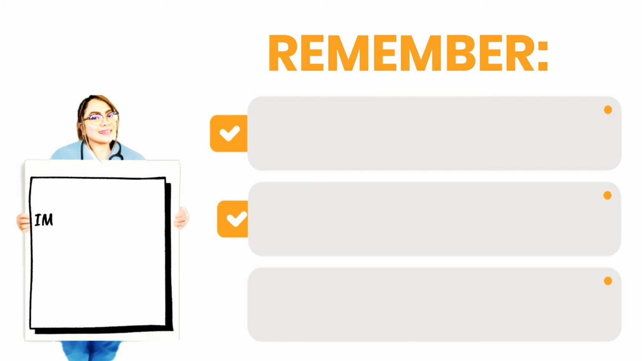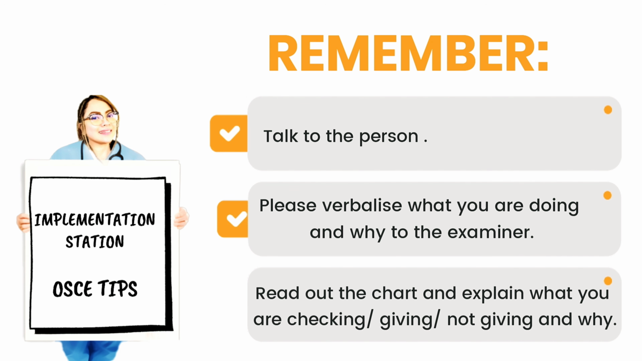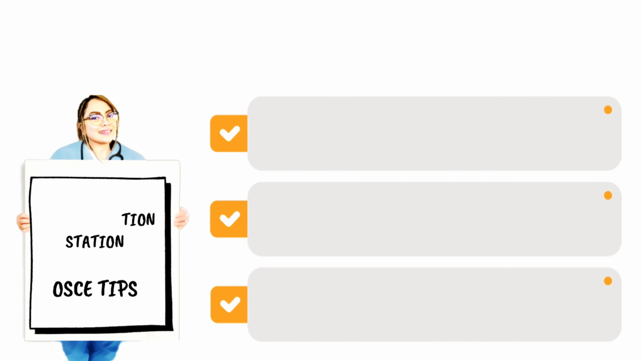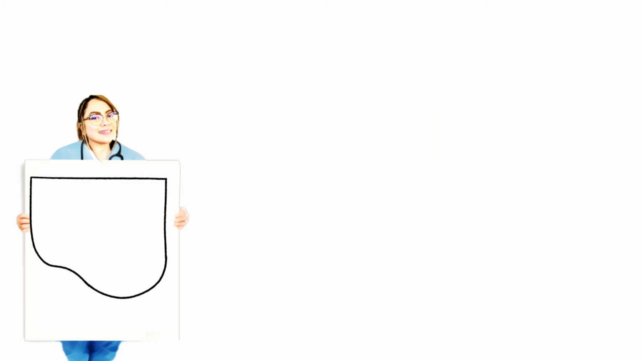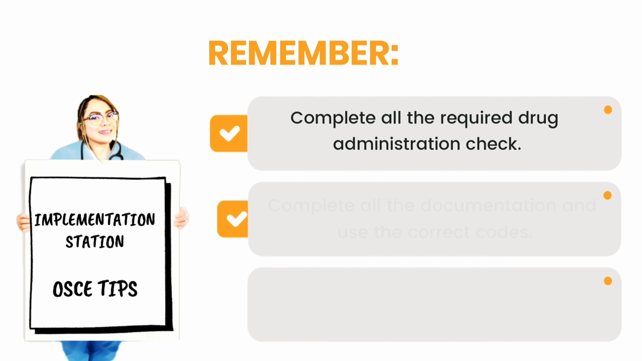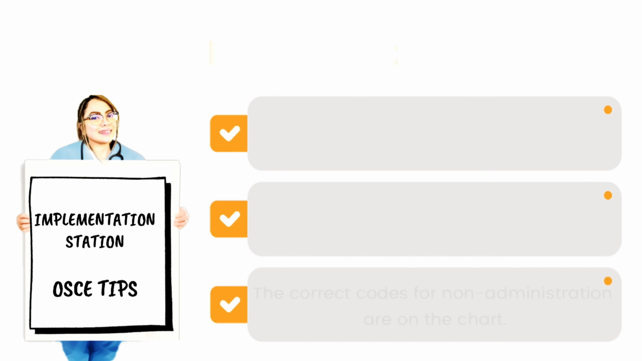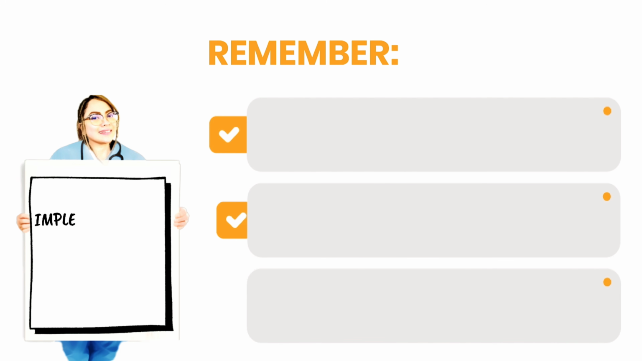Nurses, always remember to talk to the person. Please verbalize what you are doing and why, especially to the examiner. Read out the chart and explain what you are checking, giving, not giving, and why. Also, you have to complete all the required drug administration checks. Complete the documentation and use the correct codes. The correct codes for non-administration are on the chart. Check and complete the last page of the chart.